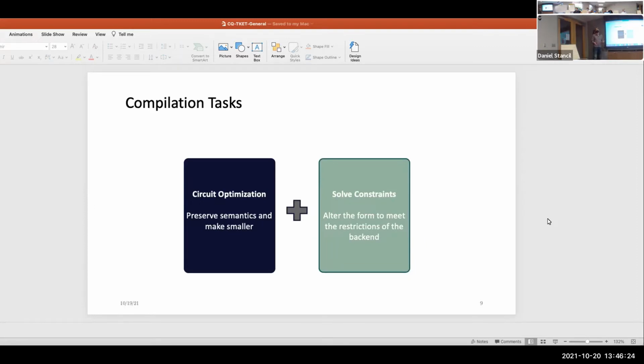So how does Tket work? As I said, Tket allows you to write your quantum program in your favorite language and then execute it on your favorite hardware. And Tket will automatically find the most efficient way to do that. But how does it do that? There's two steps to this.